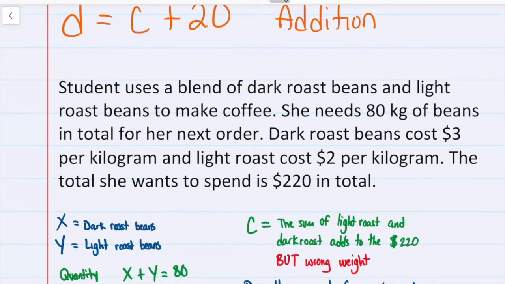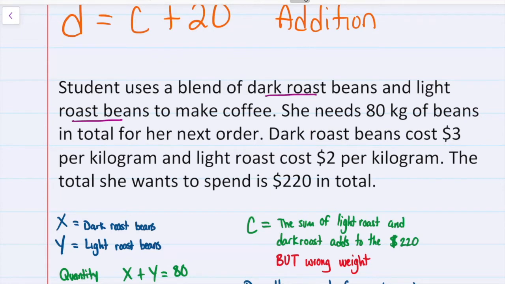So this one could be a very confusing problem if you guys don't read the entire graph. So let's go over it, guys. We have a student who uses a blend of dark roast beans and light roast beans. So these are beans for coffee. You can make them dark or you can make them light. It all depends on the flavor that you want.